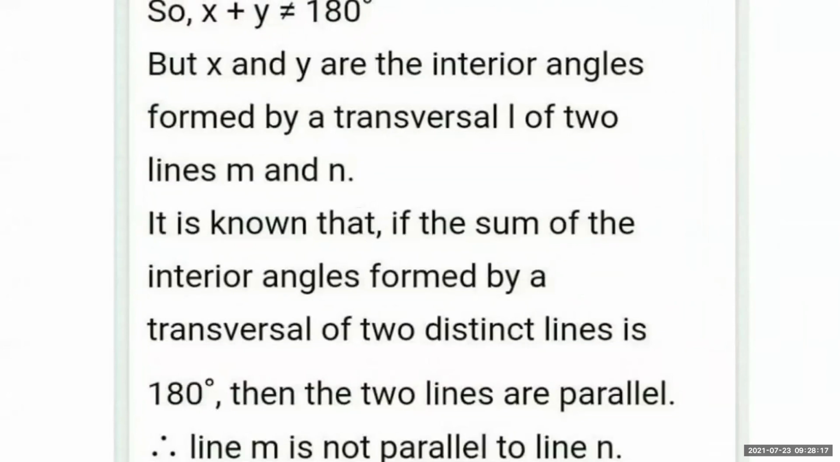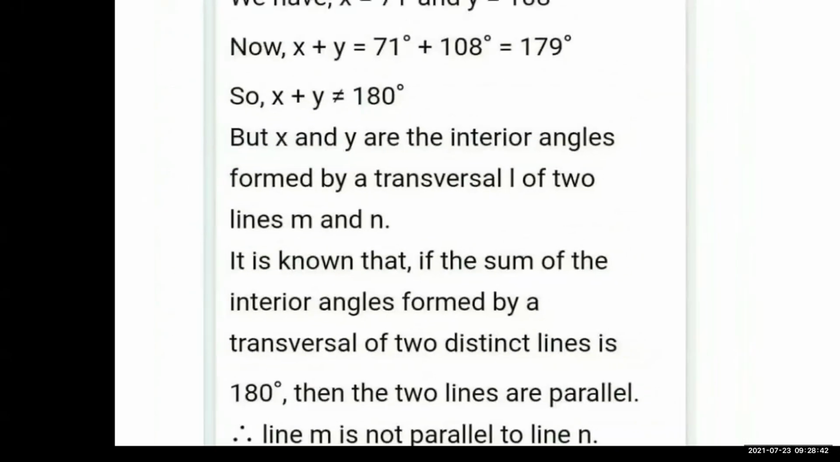Okay. No more description is needed here. In short, you can directly say it. Okay, but you have to mention the interior angle test. That two lines you have to mention.